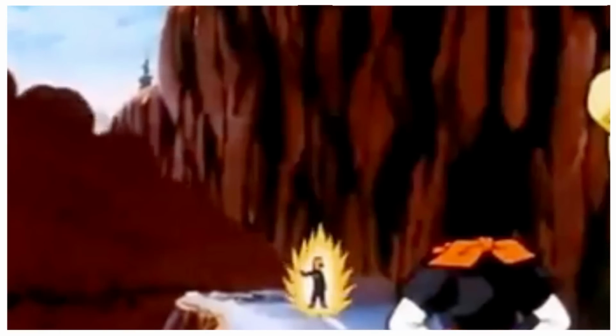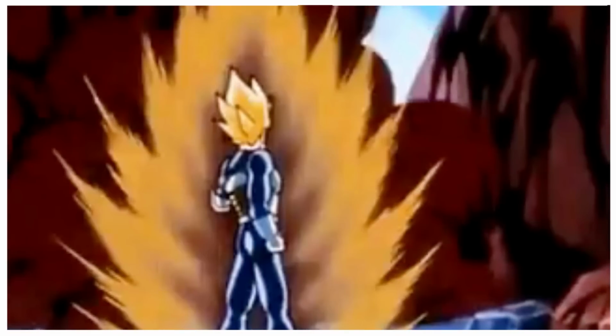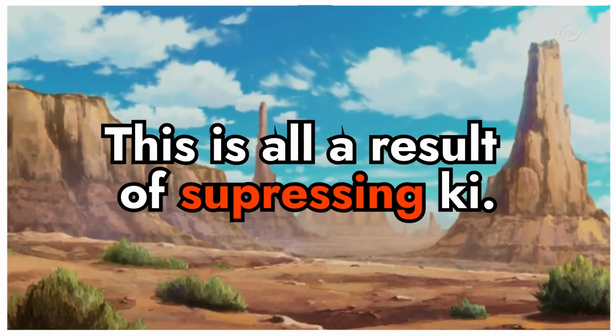In essence, the attack retains its formidable strength, but Vegeta strategically limits its scope, ensuring that it targets Android 18 specifically, without causing collateral damage to the surrounding areas. So, the established premise is clear.